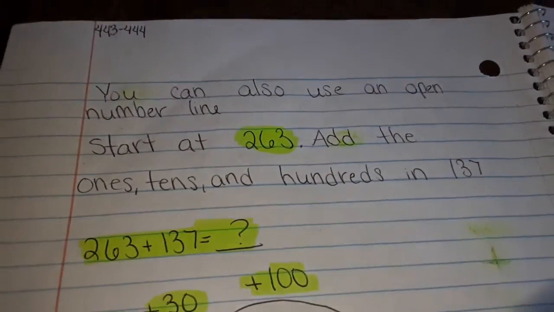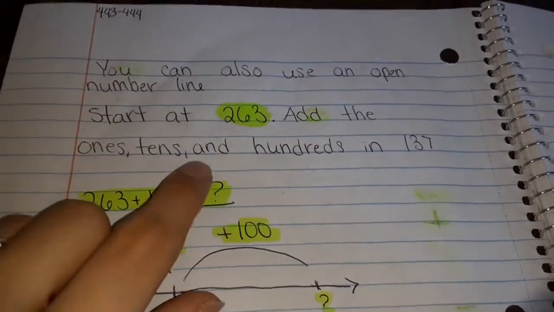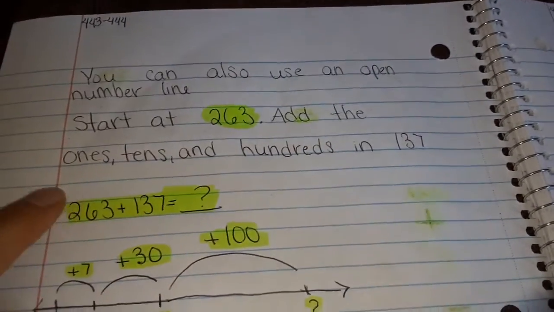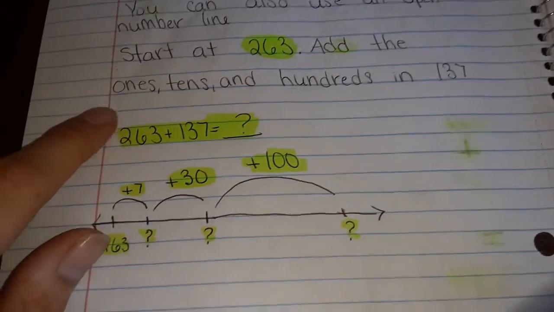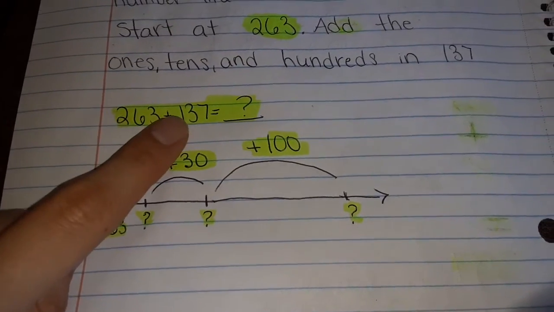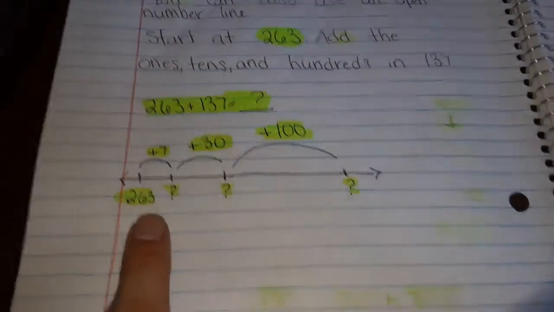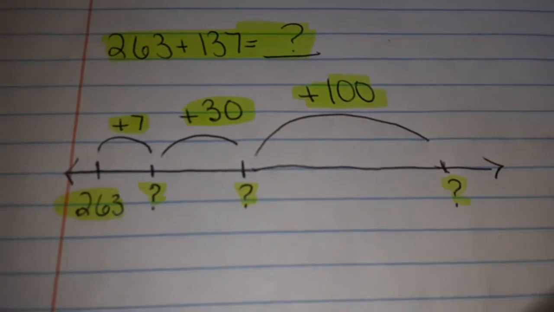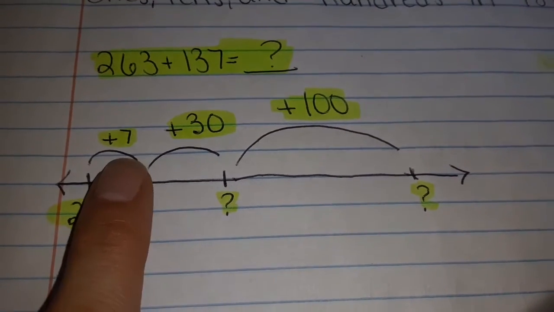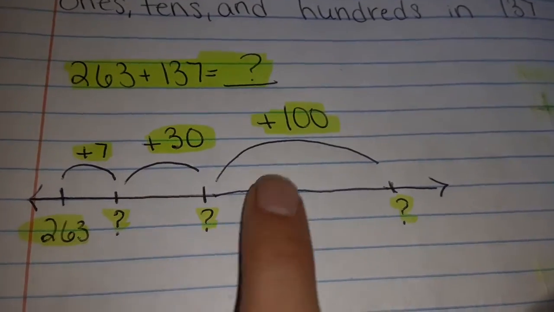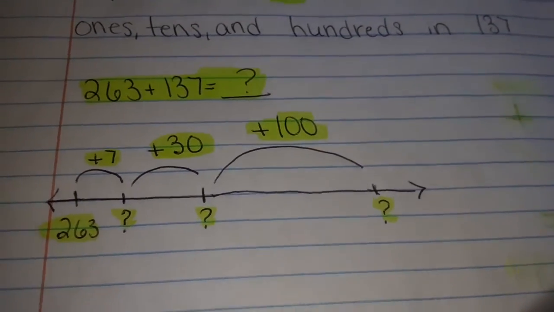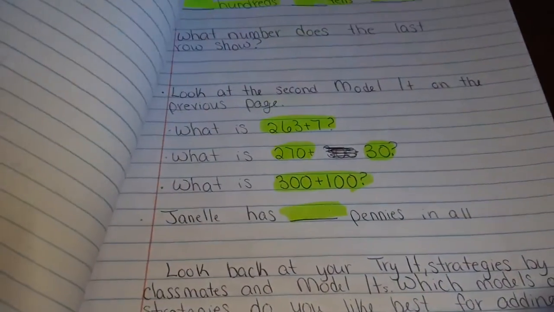Another way we can do this is we can use an open number line. We can start at 263, add the ones, tens, and hundreds. 263 plus 137. Here's 263 on the open number line. We add 7, we add 30, and we add 100. So if you fill that out, that can also help you solve the equation.